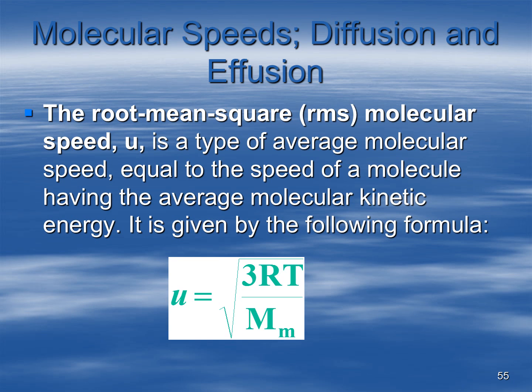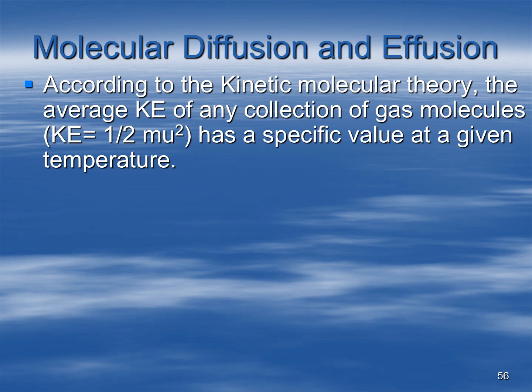So we're not going to do a whole lot with these kinds of equations, but what I really want you to see, the main thing, is that the average speed is inversely related to the molecular weight of a compound if the temperature stays the same. And so the bigger the molecule, the slower it will go in general.